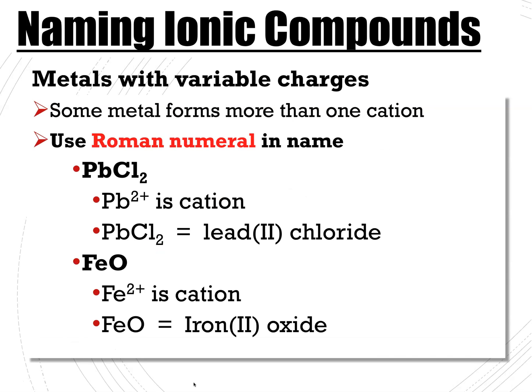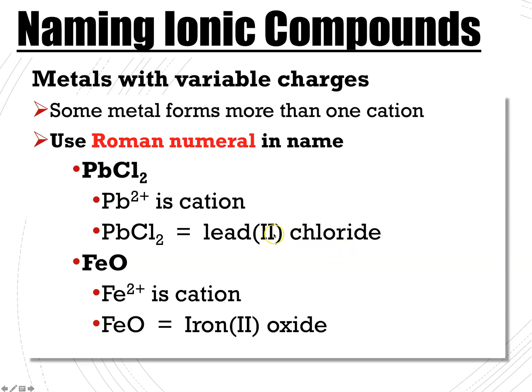Now, when it comes to metals in that D block that we have to deal with, and some outside the D block as well that have multiple charges, this is where we have to use our Roman numerals. So if I look at lead chloride, PbCl2, right here, I know lead is my cation and I know chlorine is my anion. So it's lead 2 chloride.